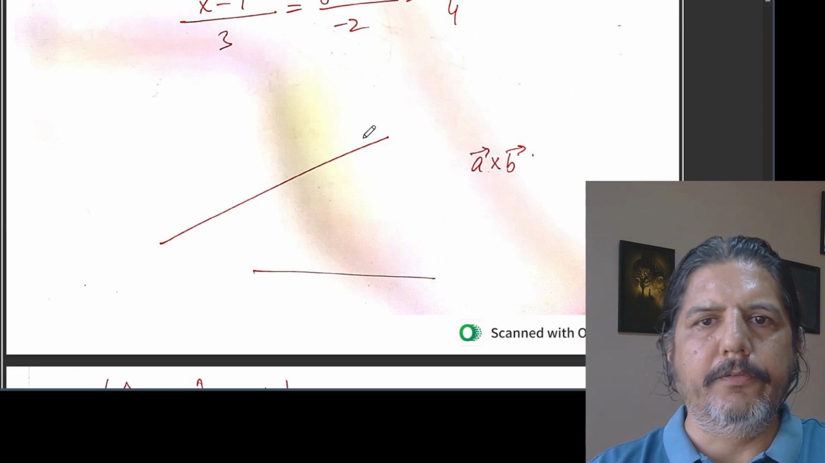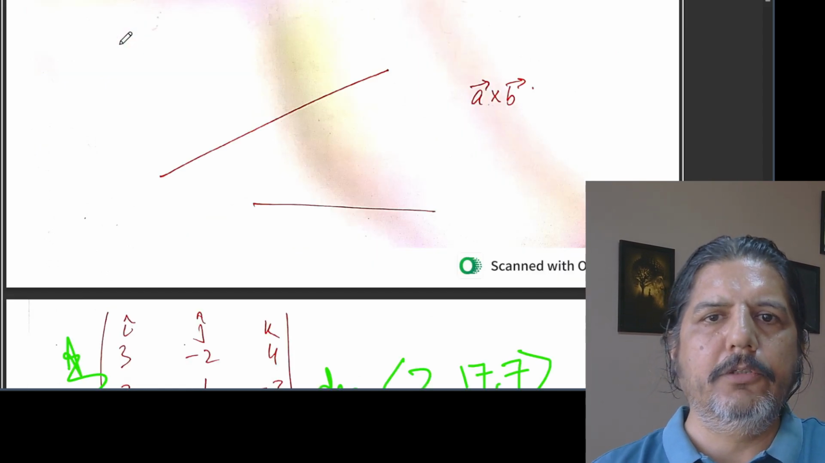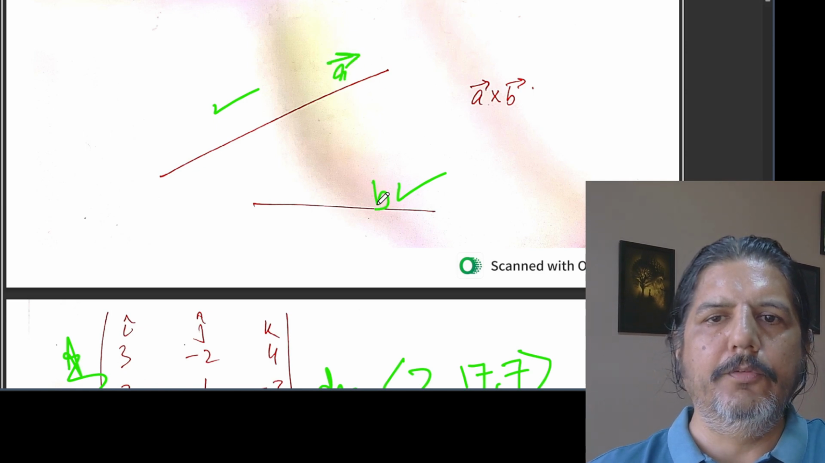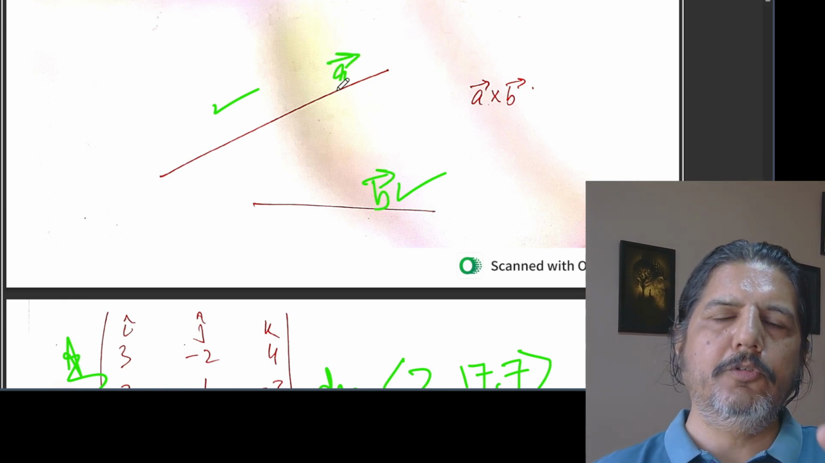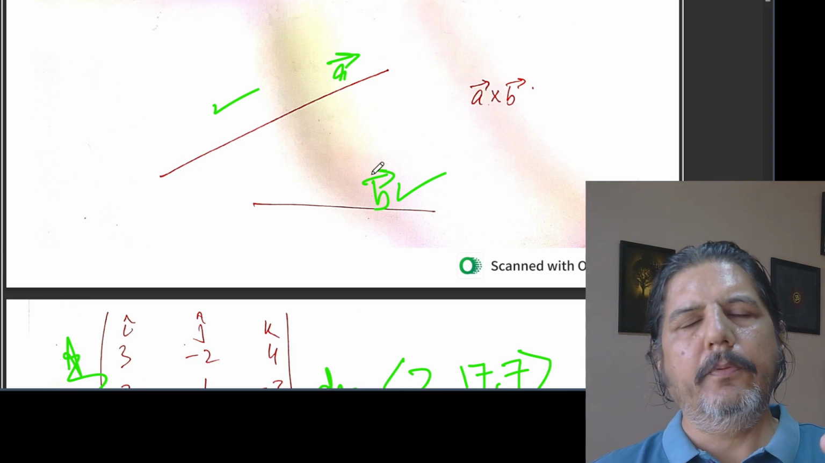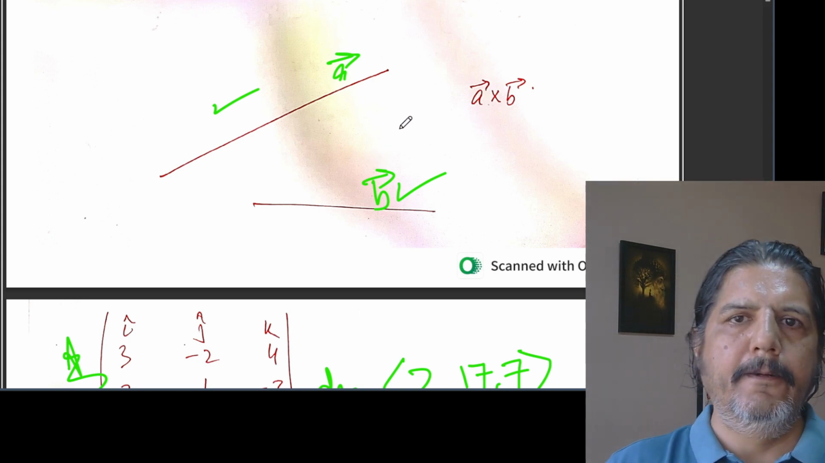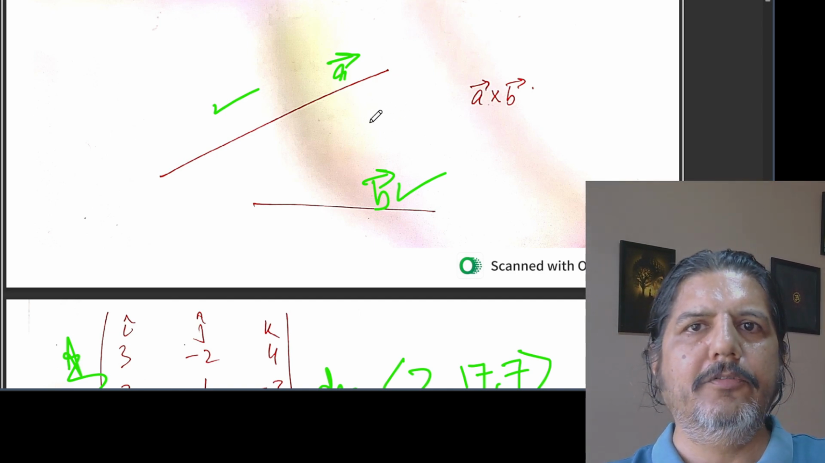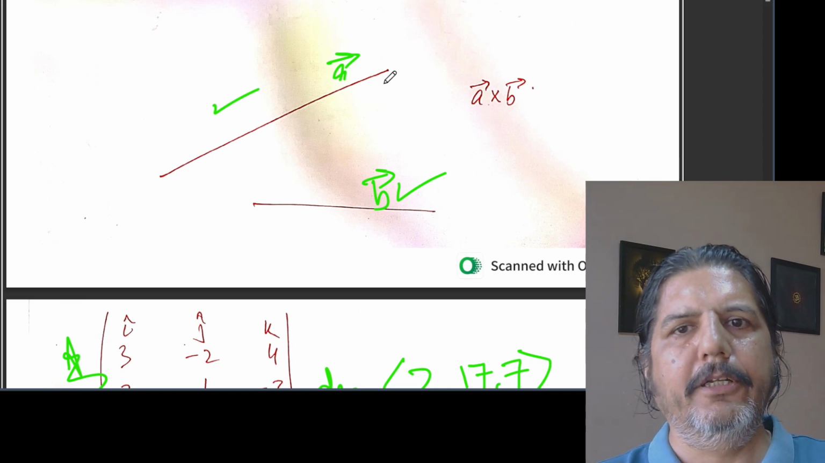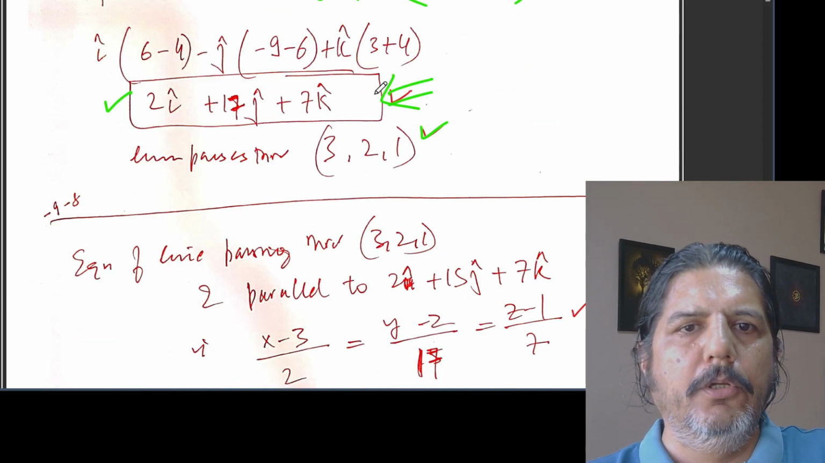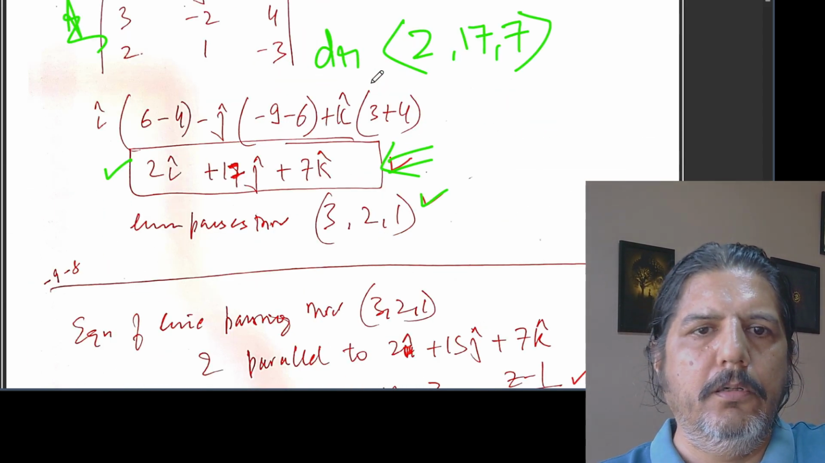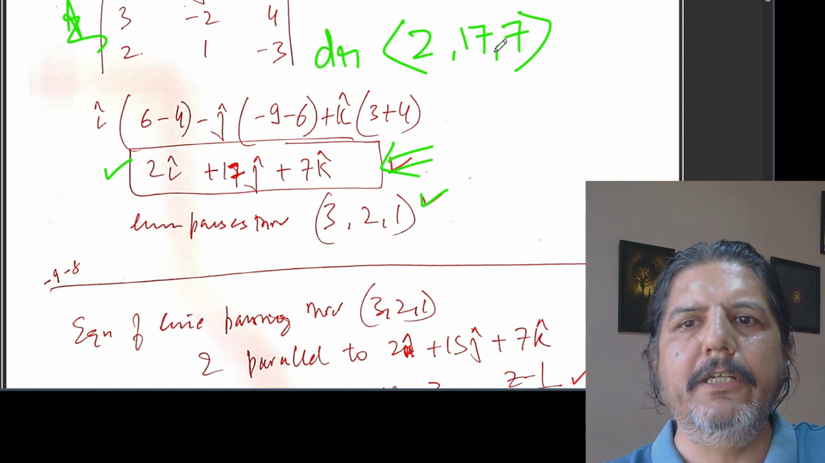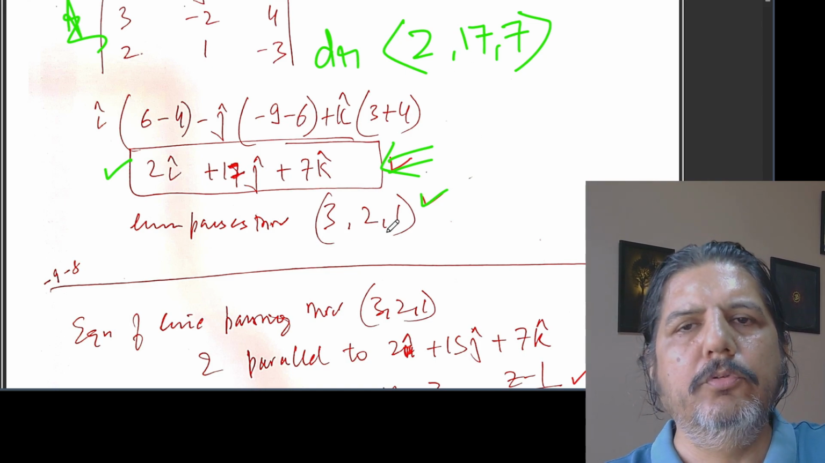I'll review the facts again. These were the two metro lines that I had. Let me call this A and this B. I found a pedestrian pathway which was perpendicular to both of these. To find the line perpendicular to both, I have to find the vector product. Once I have found the vector product, those are the direction ratios. The pedestrian pathway has the same direction ratios as the vector product, so the direction ratios would be 2, 17, 7. And this line will pass through (3, 2, 1).